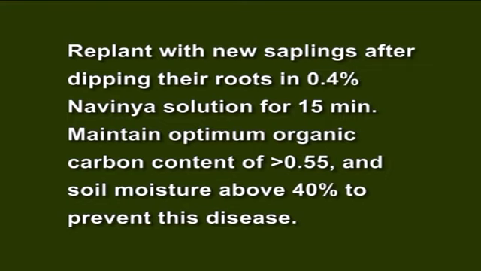Precautions. Do not irrigate the treated mulberry plants for 4 to 5 days. Remove dead mulberry plants and destroy by burning and also expose the soil to sunlight. Replant with new saplings after dipping their roots in 0.4% Navinia solution for 15 minutes. Maintain optimum organic carbon content of more than 0.5% and soil moisture above 40% to prevent this disease.